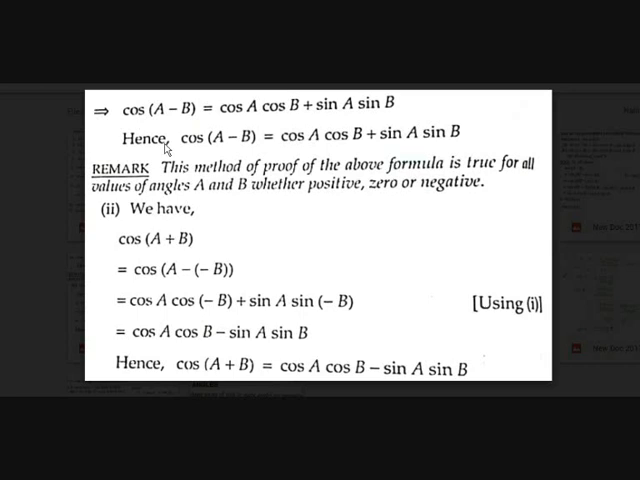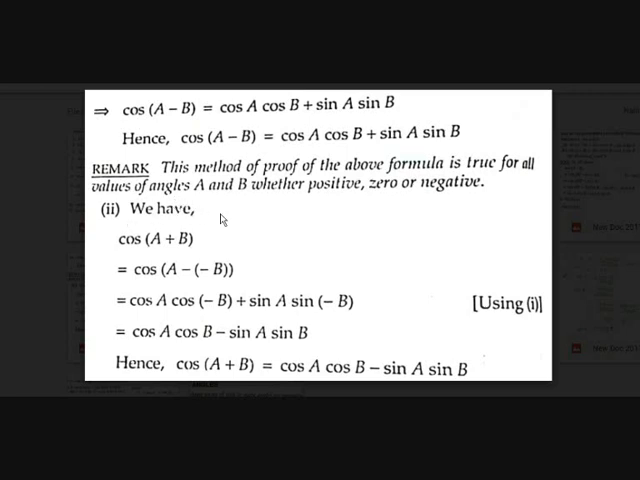Okay, this method of proof can be used anywhere, whether a is positive or 0 or negative or anything, except complex numbers, because it is very difficult to find for complex numbers. It may be impossible.